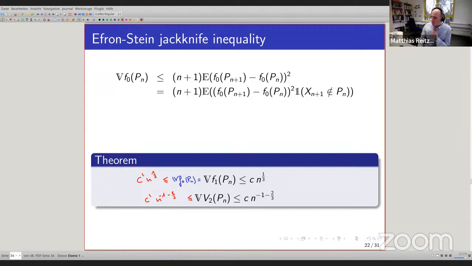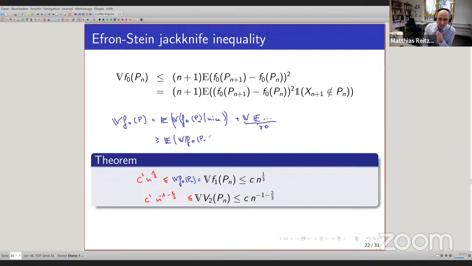To derive the lower bound, first you have to split the variance. So you introduce nice configurations, and then you compute the expectation of the variance of f naught of Pn, given that this is a nice configuration, plus the variance of the expectation. And you know the variance is always greater or equal to 0. So this is always greater or equal just the expectation of the variance of f naught of Pn, given that this is nice. And now I have to tell you what nice is. Nice is the following.